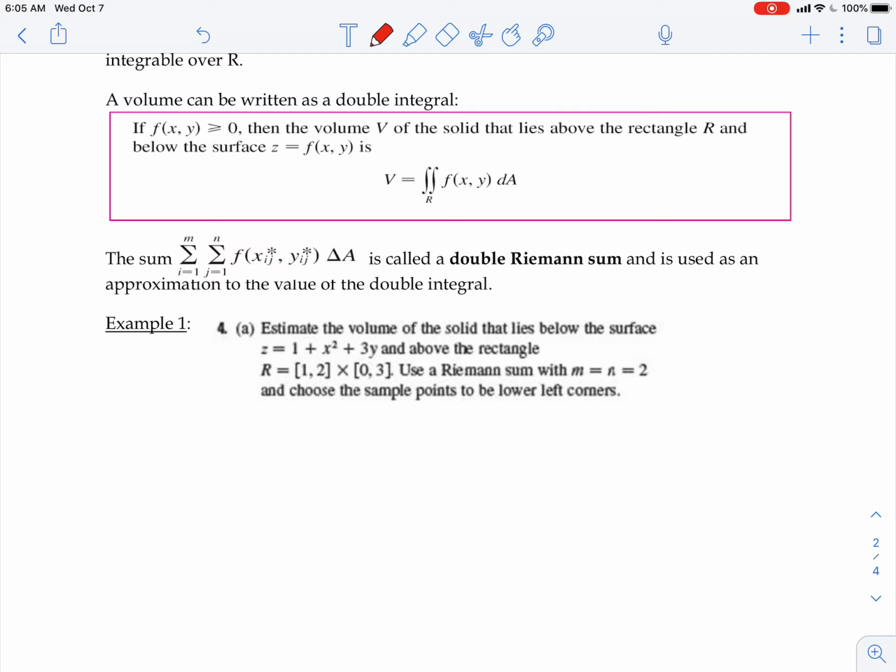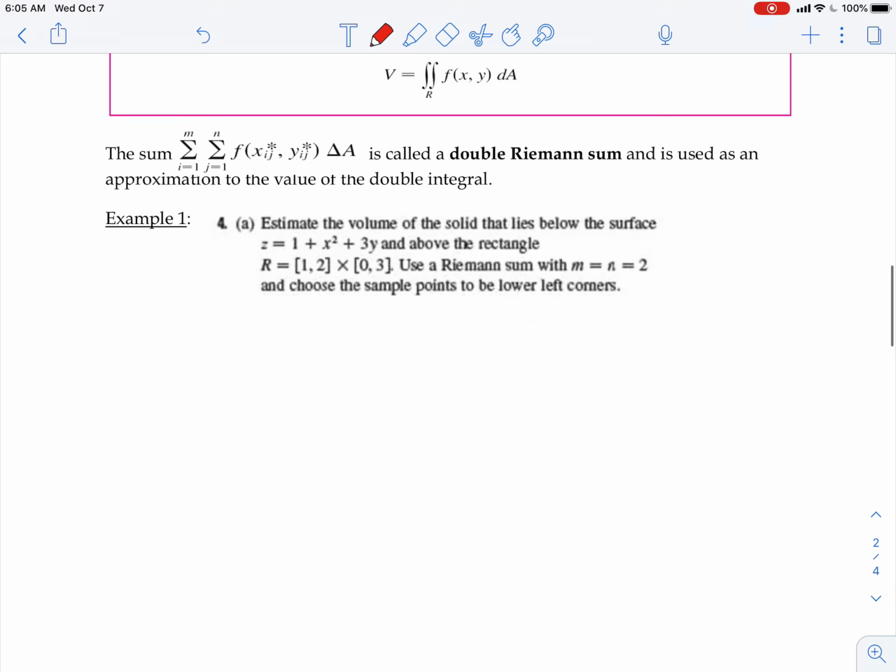So again, the sum is going to be called a double Riemann sum and is used as an approximation to the value of the double integral. So again, we're approximating, we're not actually finding the volume underneath our surface. So for our first example, it's example 1, but it comes from question 4 in the book.